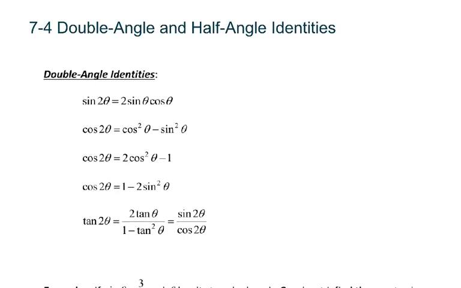So the first equation, sine 2 theta, so 2 times theta is doubling it. And the formula is 2 times the sine of theta times the cosine of theta.